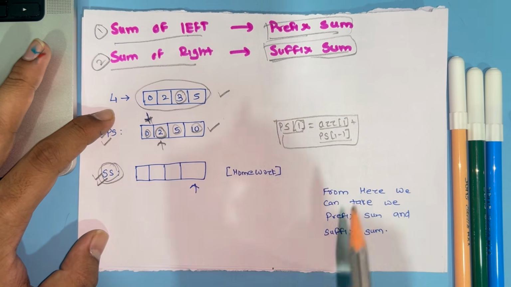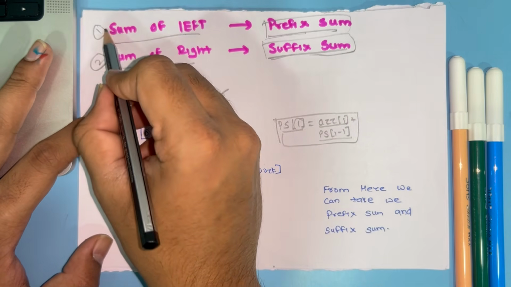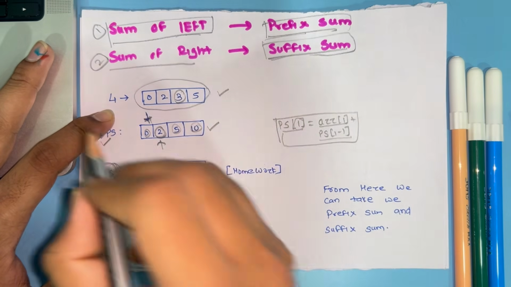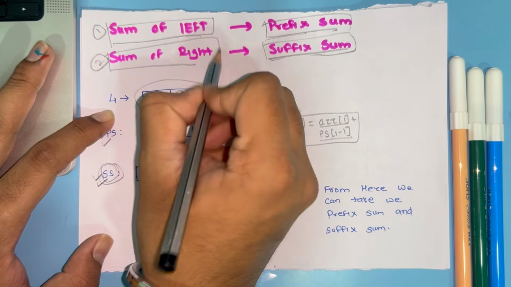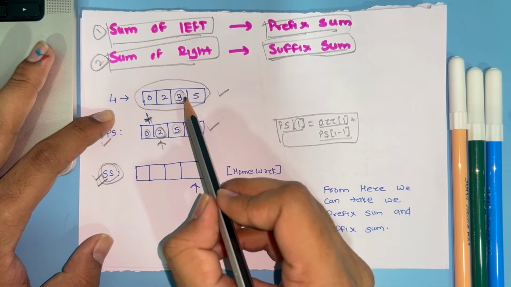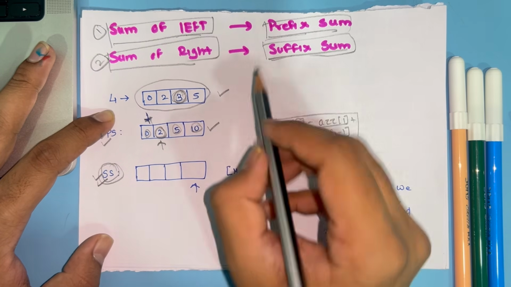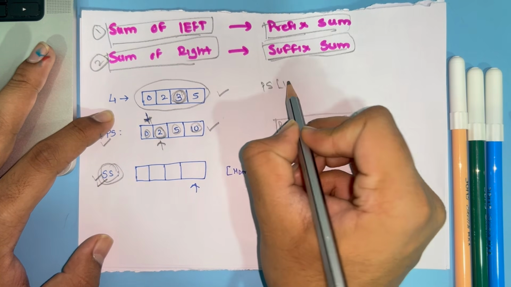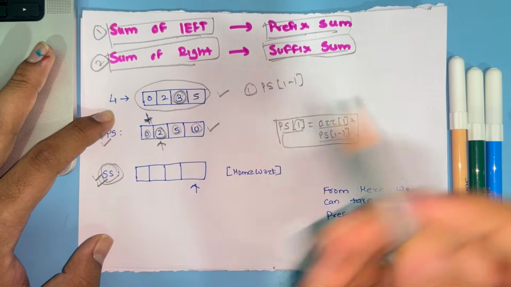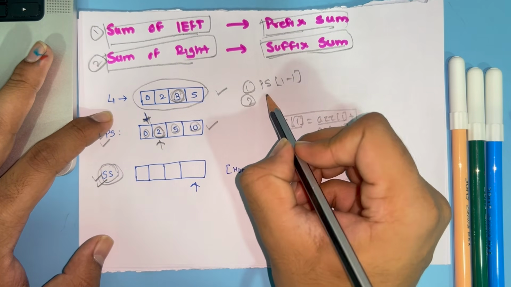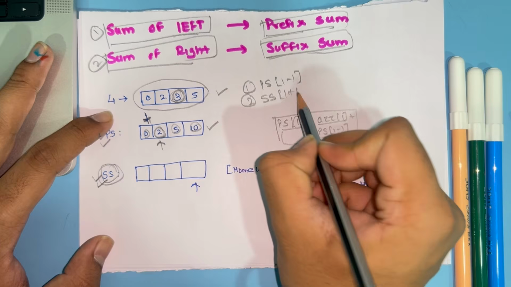Now how will this help us? We needed the sum of all the elements to the left of a current index and the sum of all the elements to the right of a current index. For example, if we are making a decision for 3, the sum of all the elements to the left of the current index can be calculated using prefix sum of I minus 1, and the sum of all the elements to the right of this index can be calculated by suffix sum of I plus 1.